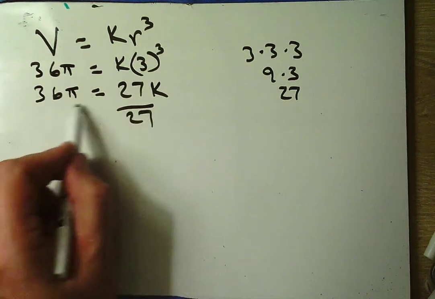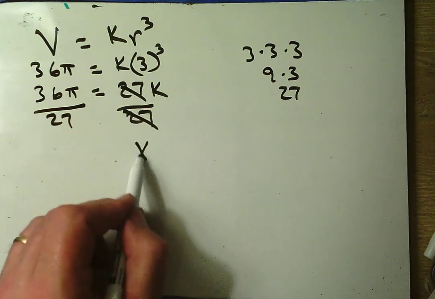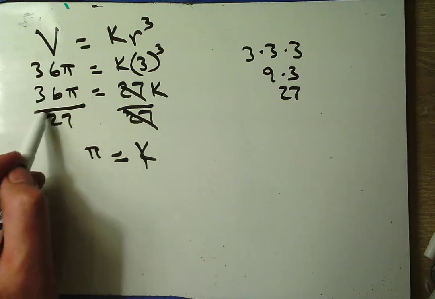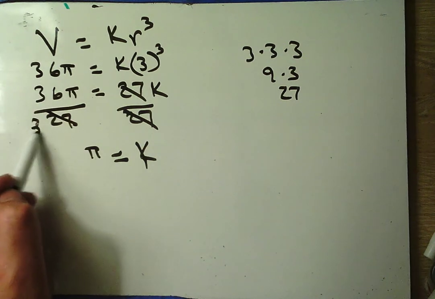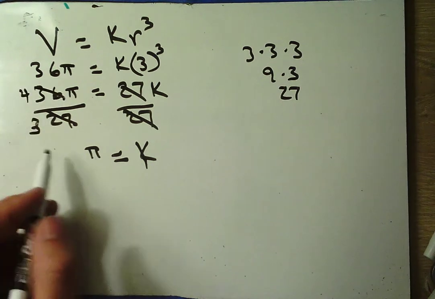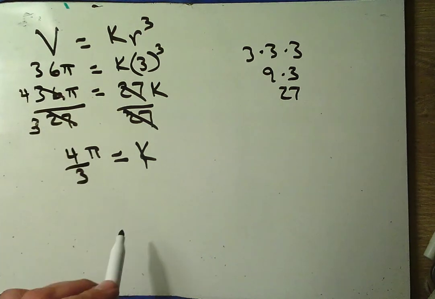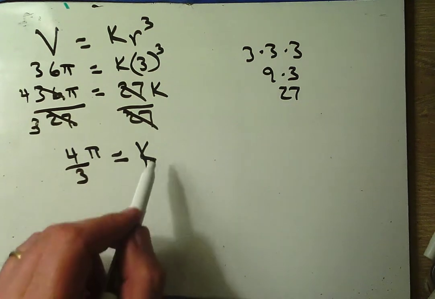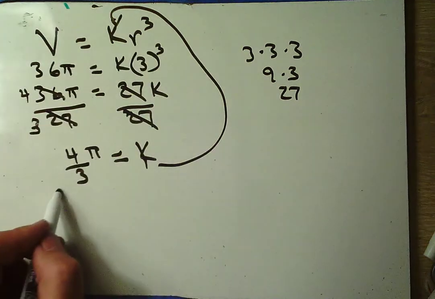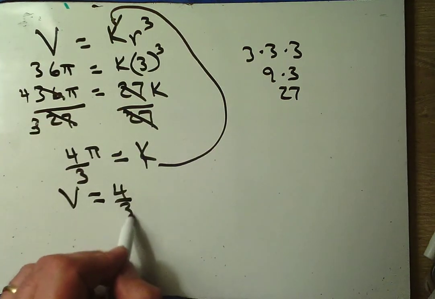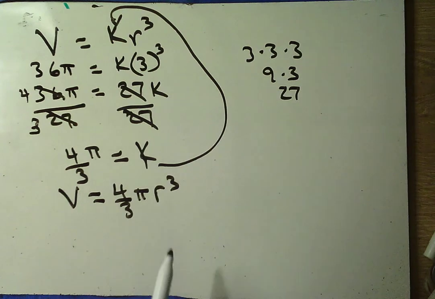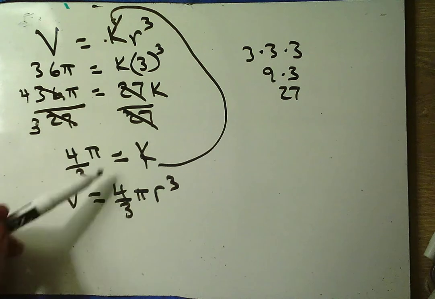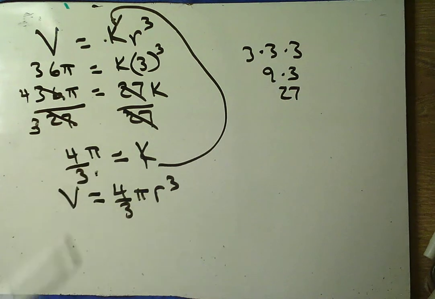If I divide both sides by 27, I get k by itself. Over here, there's going to be a pi. Now I know that 9 goes into 27 3 times, and 9 goes into 36 4 times. So 4 pi over 3 is my k value. Now, I'm not done yet. I need to plug this k value back in. Volume equals 4/3 pi r cubed. See how I replaced that k value with what k was equal to, 4 pi over 3.